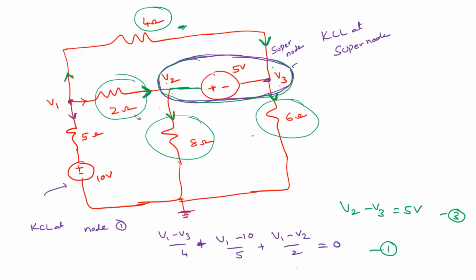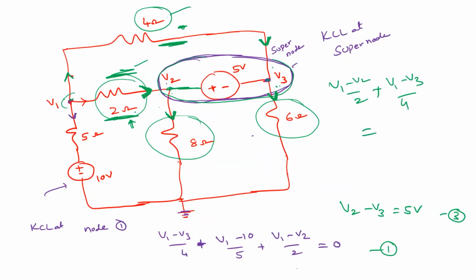Now you need to apply KCL. For that, you assume the current directions. You can use the already used directions, or choose them randomly. That is your choice. These are the directions I assumed. The incoming currents are through the 2 ohm and the 4 ohm. The 2 ohm current is V1 minus V2 by 2 ohm, plus another incoming current, V1 minus V3 by 4 ohm. That is equal to the outgoing currents.